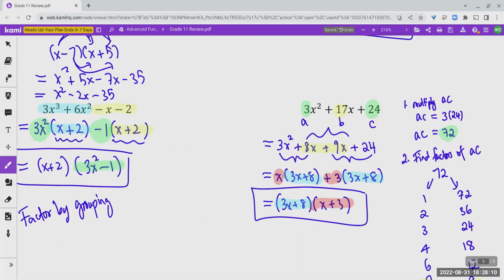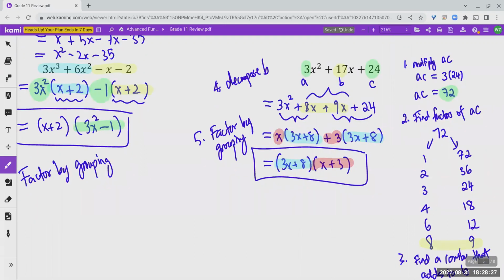Oh yeah, I forgot a label. Okay. Decompose B. And then step 5, factor by grouping. And then you get the answer.